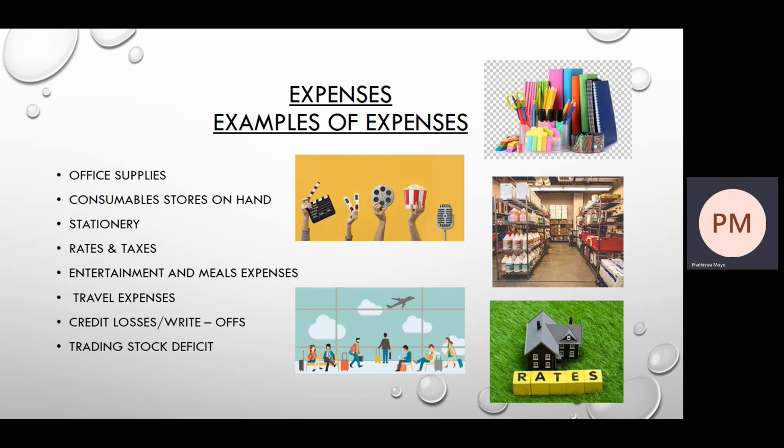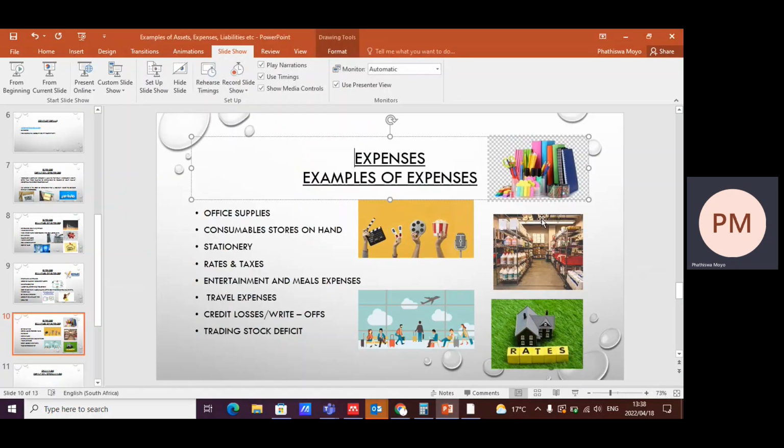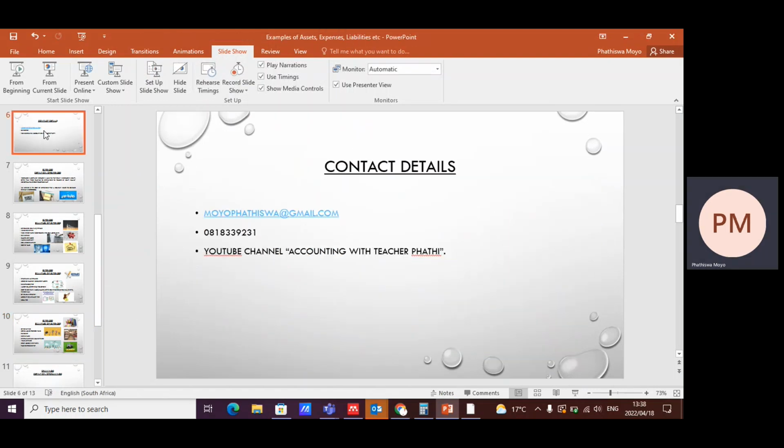Rates and taxes, entertainment and meal expenses, those office lunches you have in the office, the picnics, the year-end party functions, travel expenses, credit losses or write-offs, trading stock deficit. So that's the end of our definition and examples of expenses.